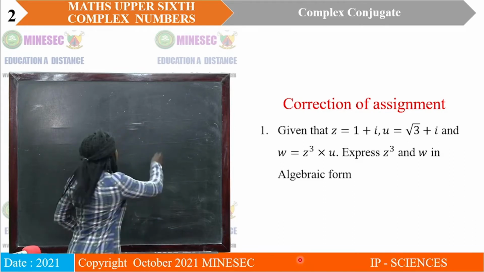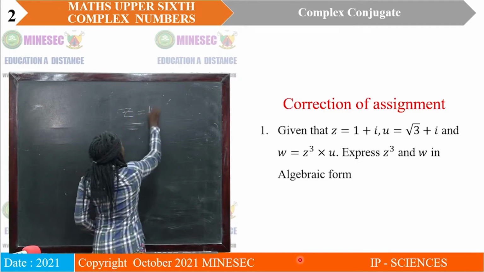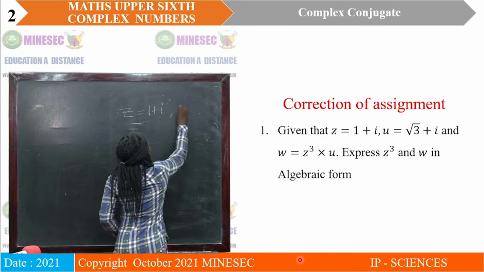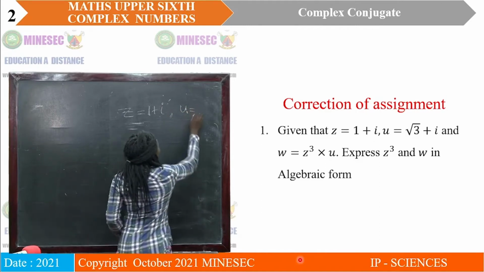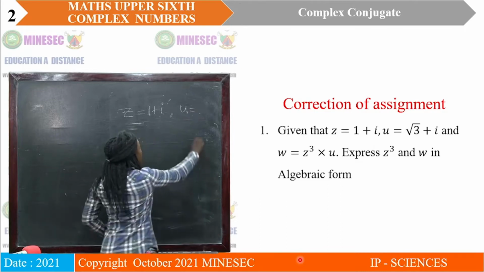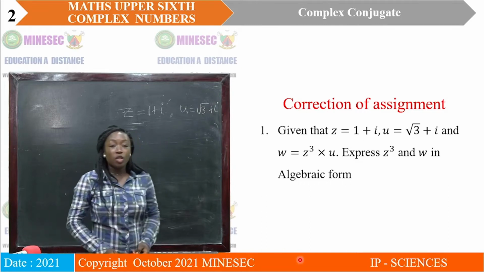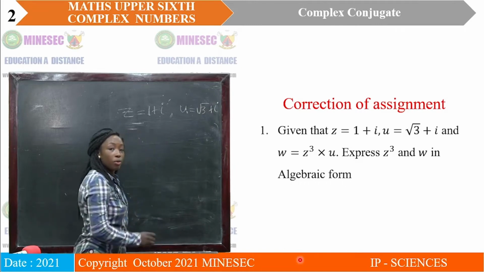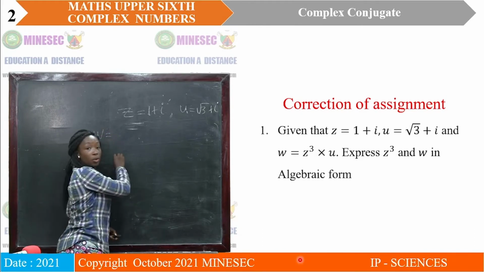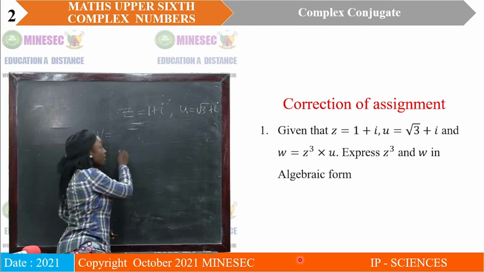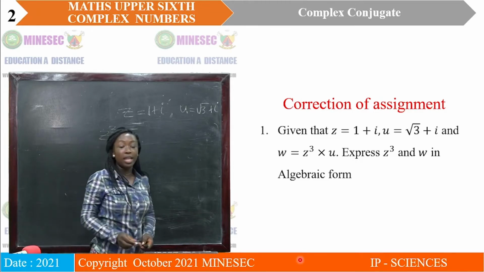Let us have Z equal to 1 plus i, U equal to root 3 plus i. So we have been asked to look for W. We have been asked to express Z cubed and W in algebraic form.